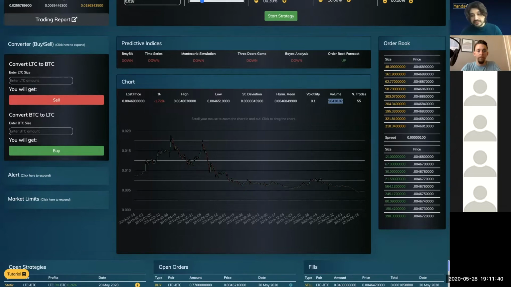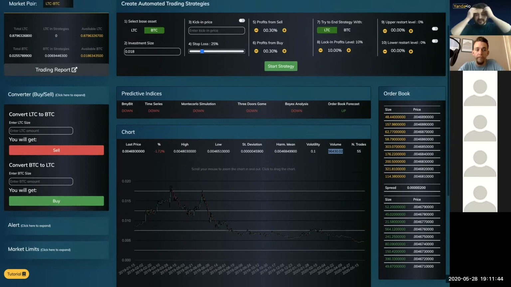If there is no liquidity, then you cannot either buy or sell. Now, for our purpose, I expect the price to go up a little bit in the first place, and I will set my profits from sell at 0.4. Again, those are just indications.